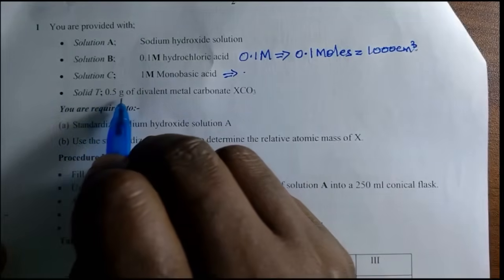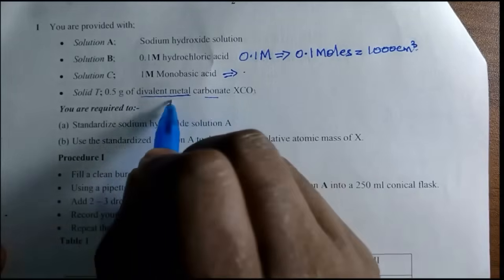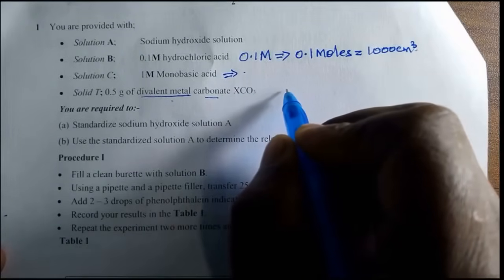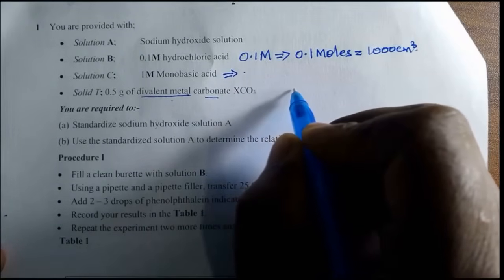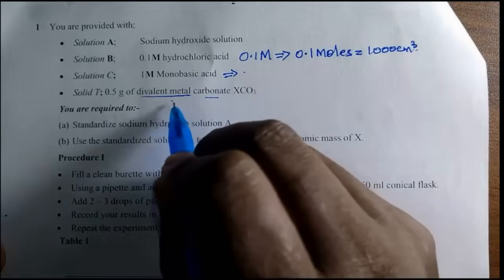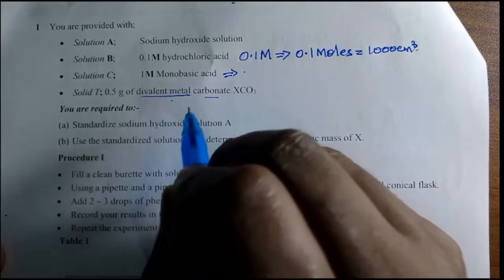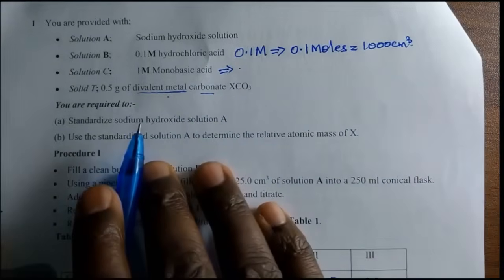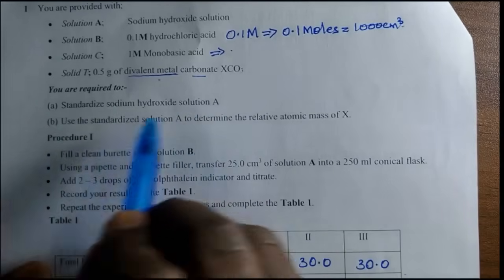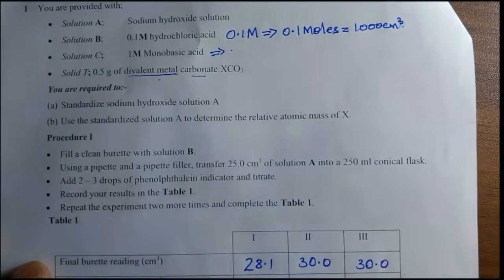A monobasic acid is an acid that contains 1 hydrogen, like nitric acid, like HCl. Solid X, 0.5 grams of a divalent metal carbonate. Divalent metal carbonates are like calcium carbonate, magnesium carbonate, barium carbonate. All those are called divalent because the metal there has a valence of 2. You are required to standardize solution A. Use the standardized solution A to determine the relative atomic mass of X.